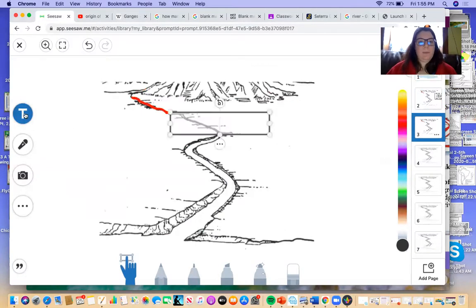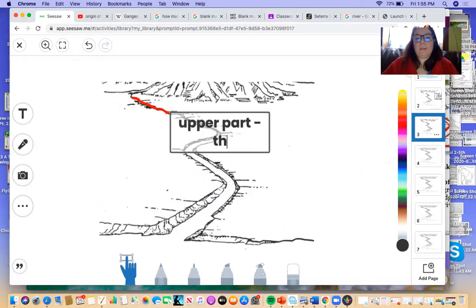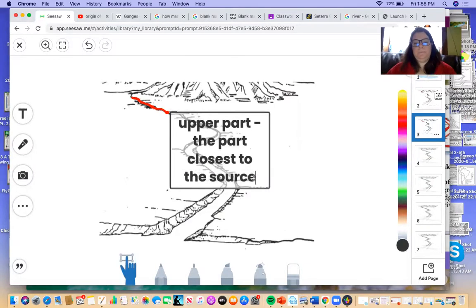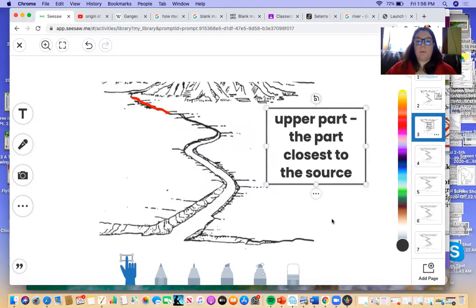So we said here was the upper part, and the upper part of the river is the part closest to the source, simply put. Okay, so that's our upper part of the river.